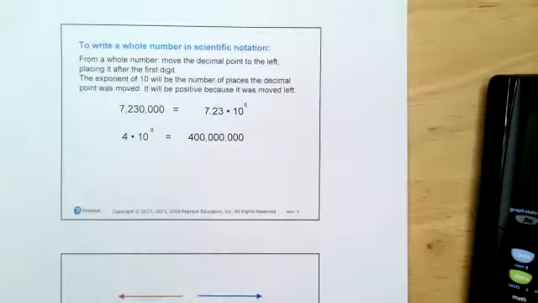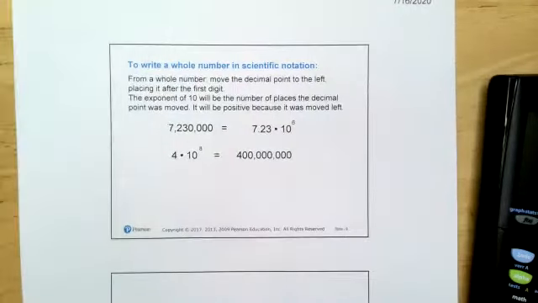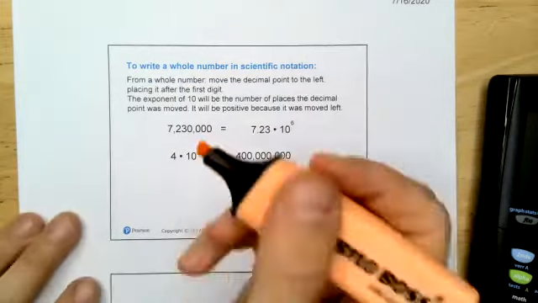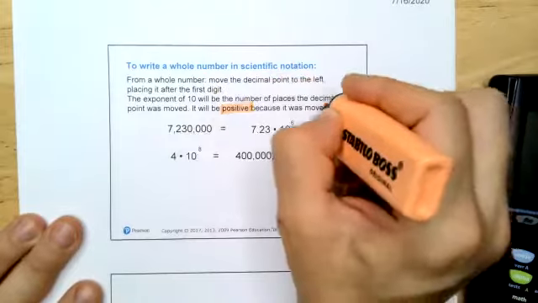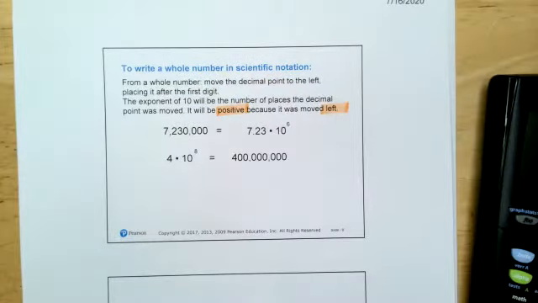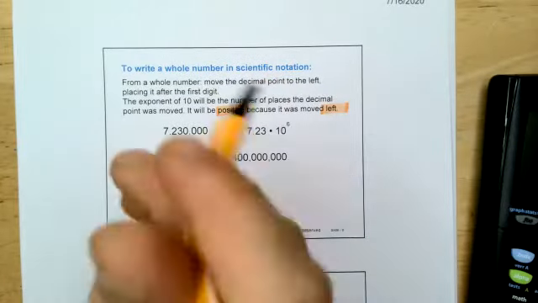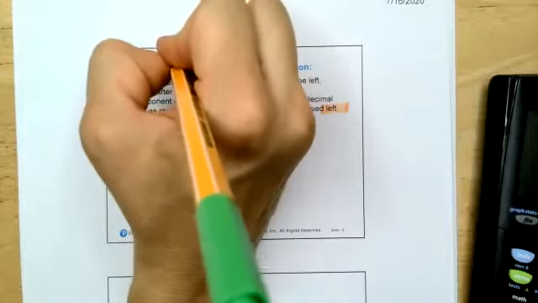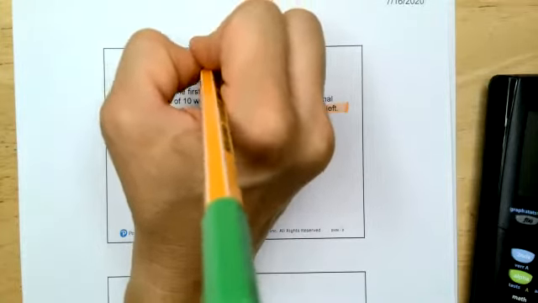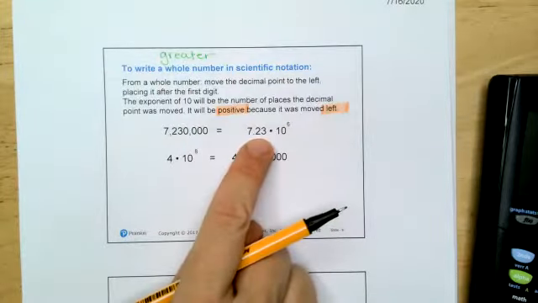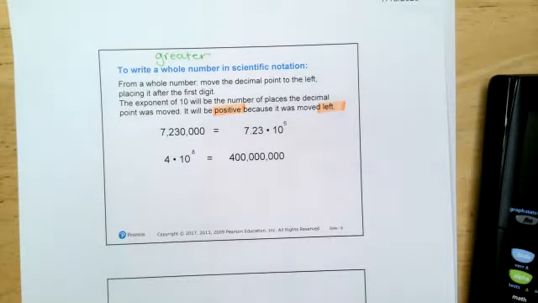Now, to write a whole number or a big number in scientific notation, it's the same thing, but it will be positive because it was moved left. Okay, so a whole number is a bigger value. It's too big to write, so we want to write it in a little bit easier fashion. Move the decimal point to the left, placing it after the first digit. The exponent of 10 will be the number of places the decimal point was moved. It will be positive because it was moved left.